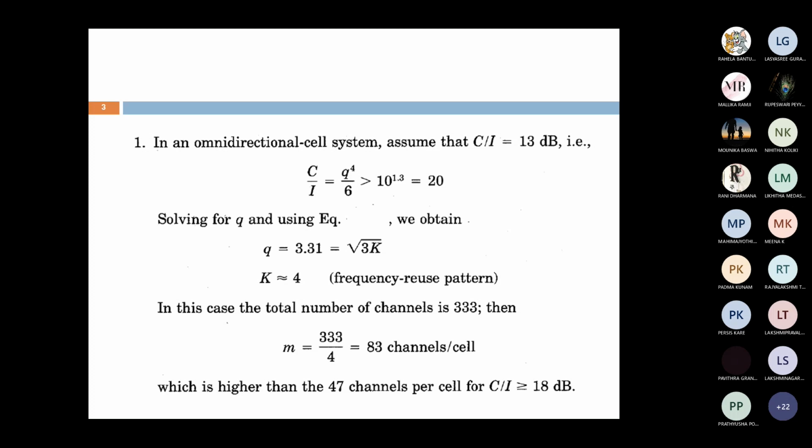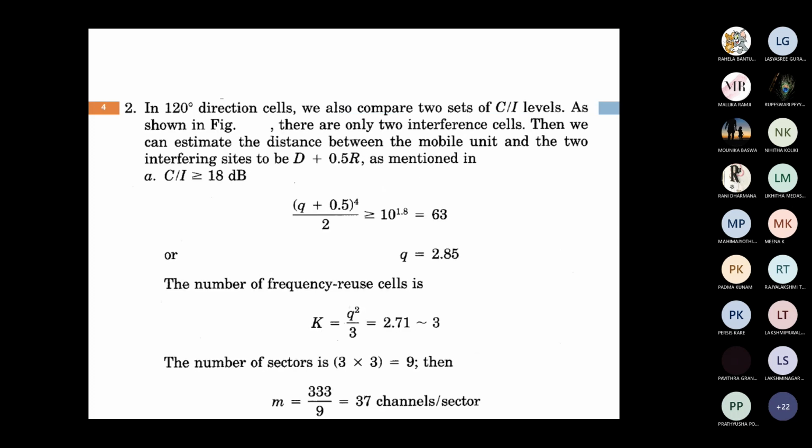83 channels per cell. But we are getting C by I equal to 13 dB. Whenever C by I is 13 dB, there is co-channel interference. That's why we go for the directional antenna system. Here they give the data: 120-degree directional cells, that is the 3-sector case, and only 2 interference cells. The distance to the 2 interference cells is D plus 0.5R. In this problem, C by I is greater than or equal to 18 dB.